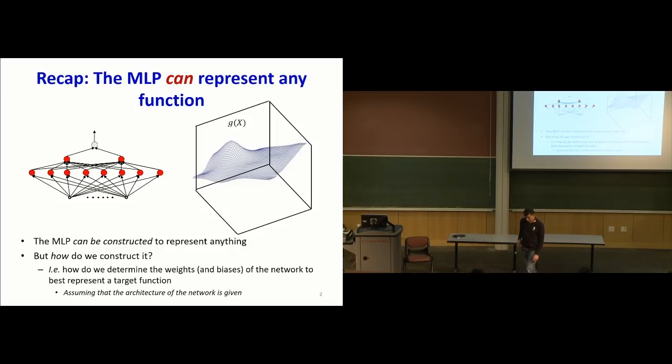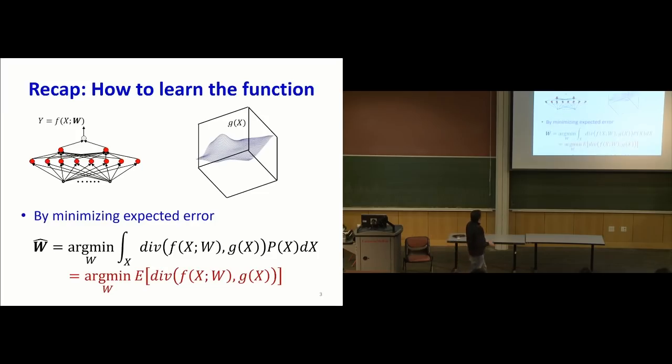So what we've seen so far is that multi-layer perceptrons can be constructed to represent pretty much any function. You give me a function g(x), I can always construct an MLP to compose this function. Question is, how do we construct this function? When I speak of how we construct this function, the question we're really asking is, as we are going to assume that the architecture of the network is given, how do we determine the weights and the biases of the neurons in the network?